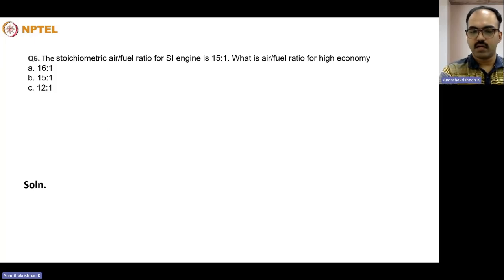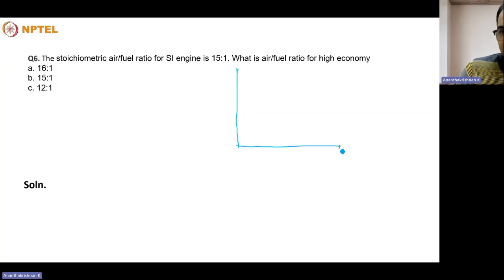The stoichiometric air fuel ratio for SA engine is 15:1. What is the air fuel ratio for high economy? 16:1, 15:1, 12:1. So for that, we need to look into the curve that shows the fuel efficiency and the power production with respect to the air fuel ratio.